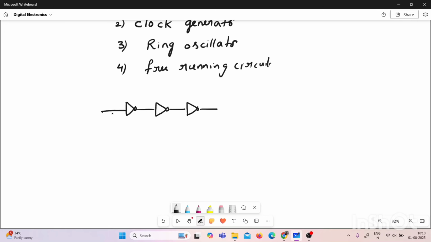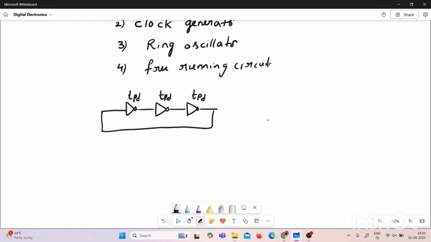The same odd number of NOT gates are connected in cascade. Now here each NOT gate is having a propagation delay of TPD. Let us assume that each NOT gate is having a propagation delay of TPD. Now what is the propagation delay? A propagation delay means, after applying the input for that particular gate, how much time it is taking to get the output.